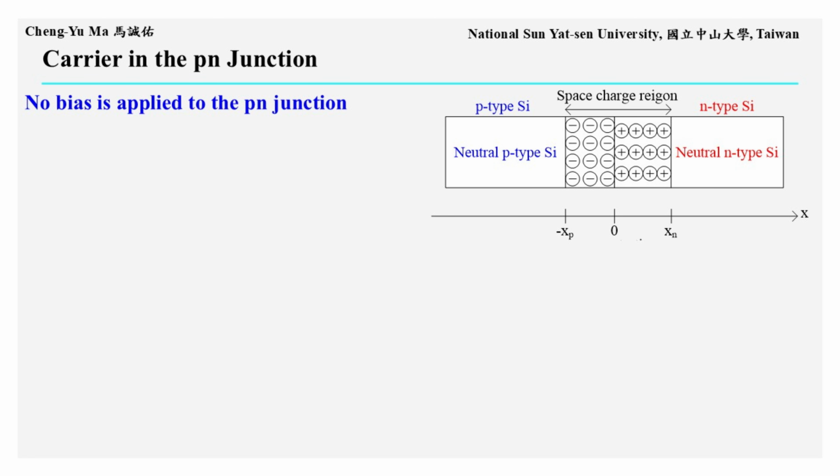After discussing the space charge region width, the total internal electric field, and the voltage difference with and without bias, we will now focus on the carrier concentration changes in the neutral regions. In other words, we will look at the behavior of electrons and holes. First, let us examine the state of the PN junction when no external bias is applied.